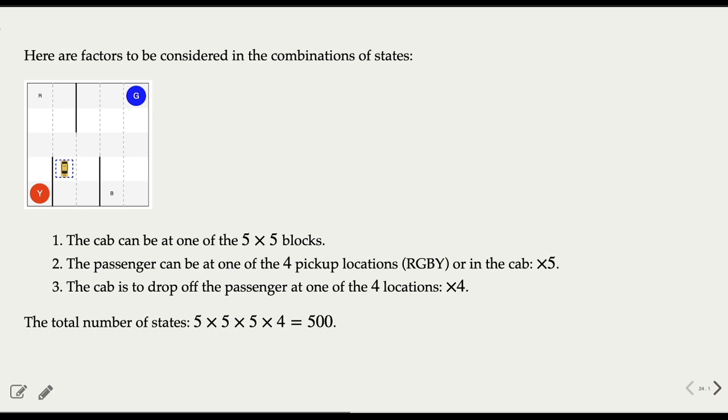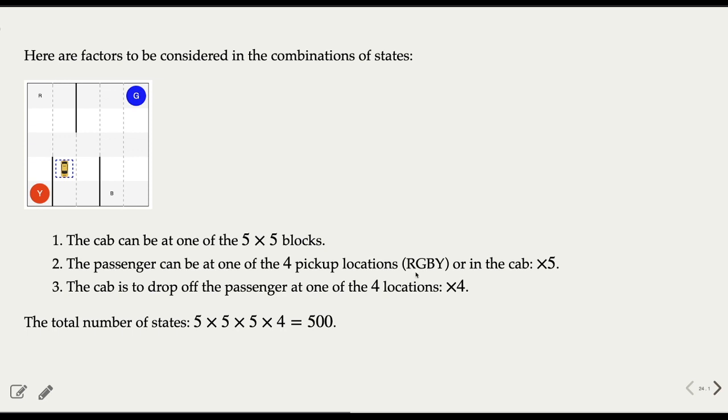So we know the cab can be at one of the 5 times 5 blocks. So there are 25 blocks and the cab can be in any of these locations. The passenger can be picked up from one of the 4 locations. So the passenger may be waiting in one of those locations, or if the passenger has been picked up, then he or she is in the cab. So there are actually 5 different locations the passenger may be.